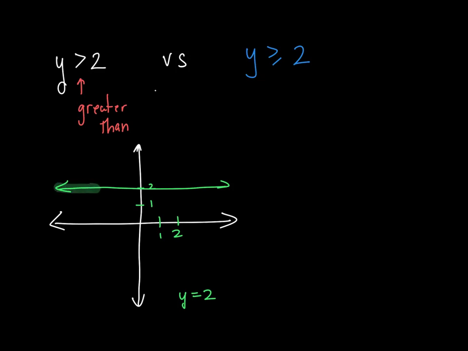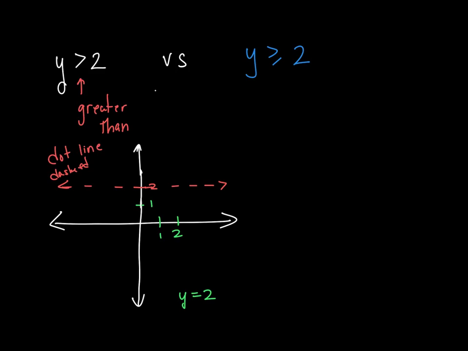I actually have to graph this as a dotted line at 2. So whenever it's strictly greater than, there's no equals to, you must use the dotted line. Or a dashed line, it doesn't really matter. As long as it is broken, it cannot be solid.